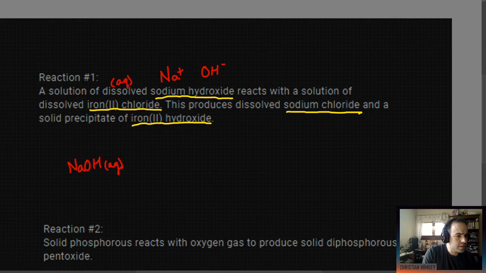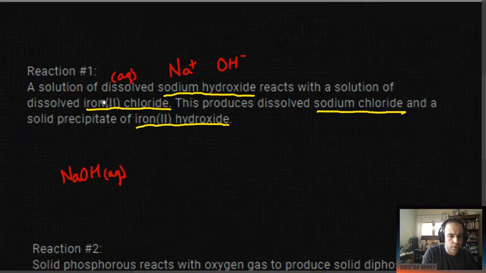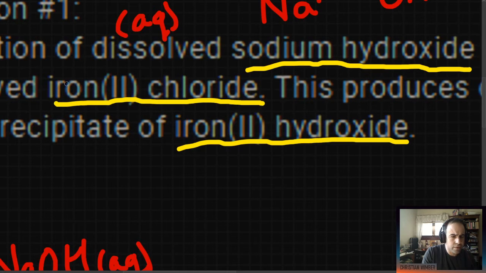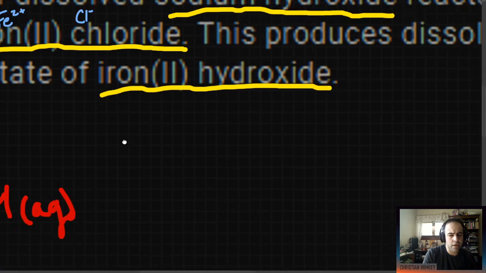All right, next, and let's switch colors here. So let's use solution of iron 2 chloride. So iron 2 is Fe2+, and chloride is Cl-. So we need just as many pluses as minuses. So here I have 2 pluses, so I'm going to need 2 of those minuses.